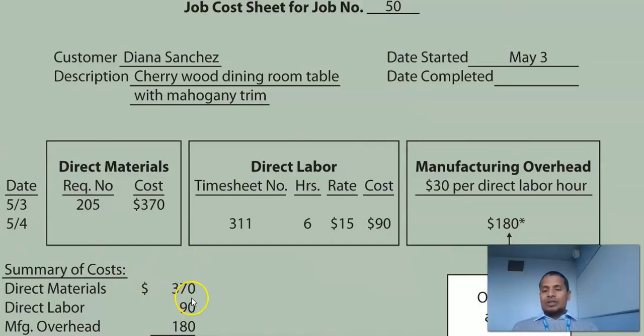So the total cost comes to direct material 370, direct labor 90, overhead 180, altogether 640. All right, so if you want to determine the accurate total cost of the product, we need to maintain appropriate records of the labor time and the labor cost, and also other elements of the cost.